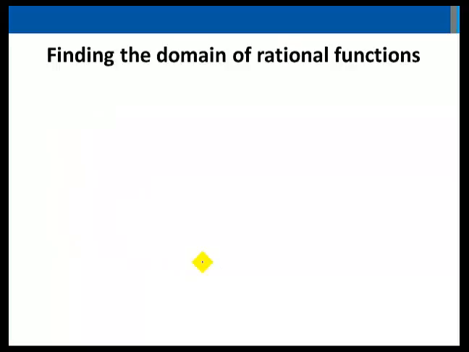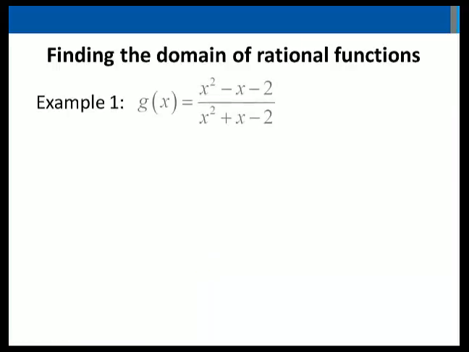Let's find the domain of some rational functions, starting with g of x equals x squared minus x minus 2 over x squared plus x minus 2. The domain of a rational function does not include values of x for which the denominator will be equal to 0. For g of x, this would happen when x squared plus x minus 2 equals 0.